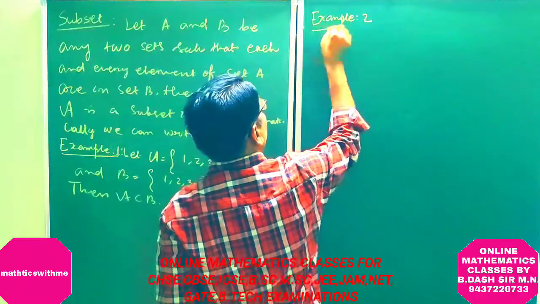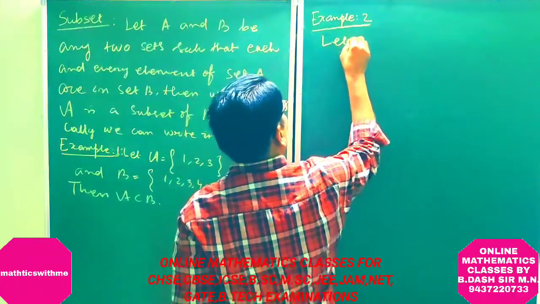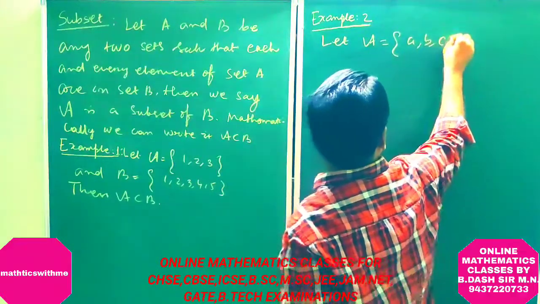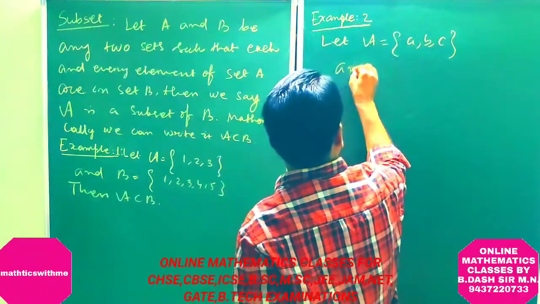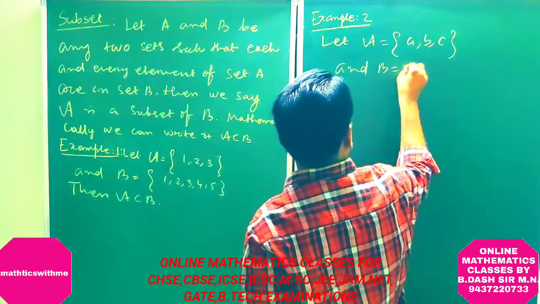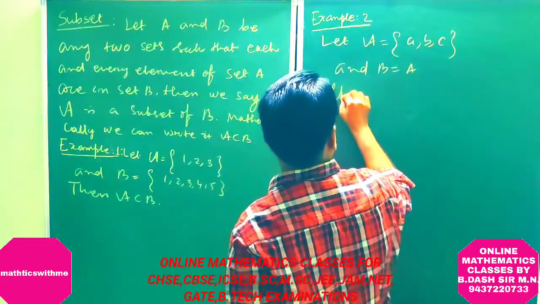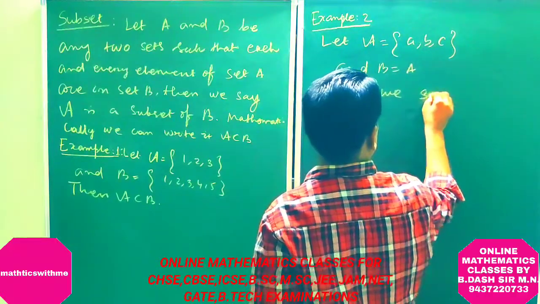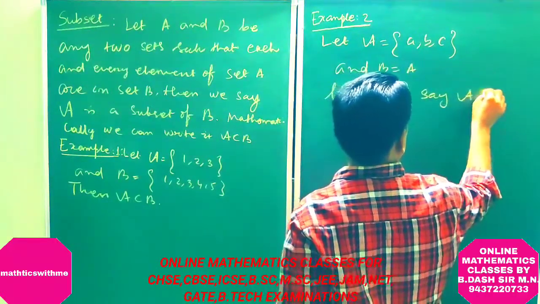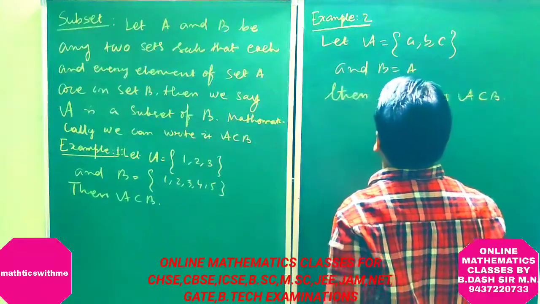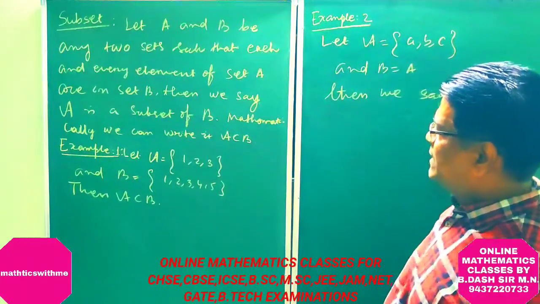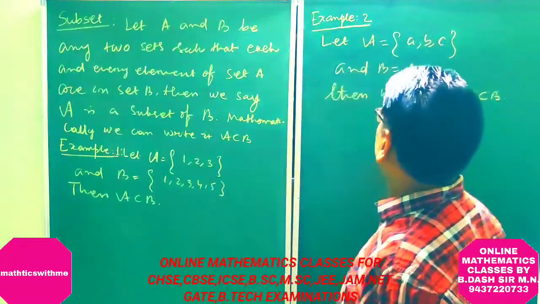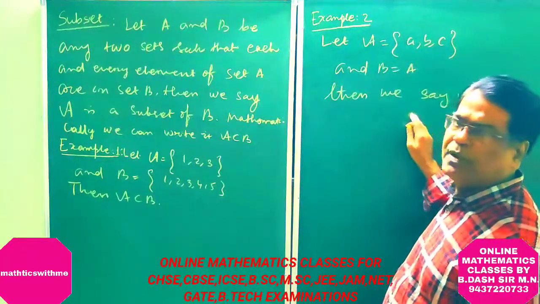Example 2. Let A is equal to {a, b, c} and B is equal to {a}. Then we say B is a subset of A. In the first case, it is a proper subset, but this one is an improper subset.